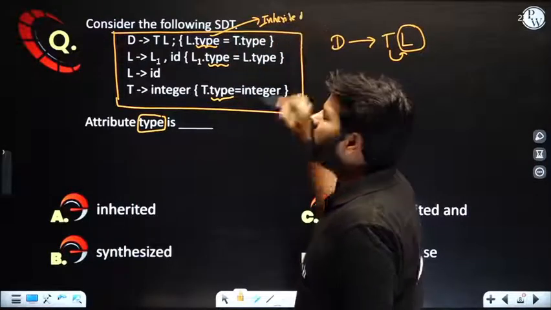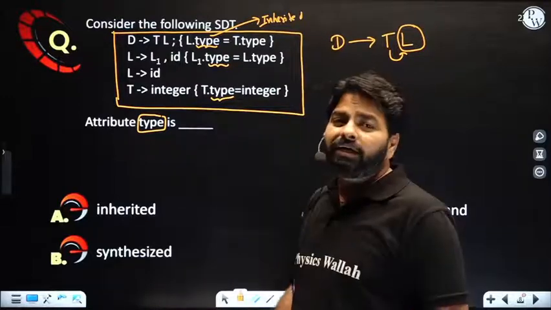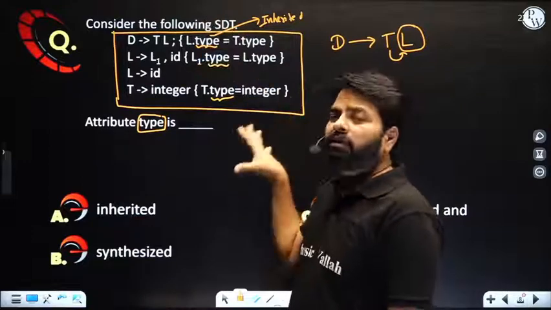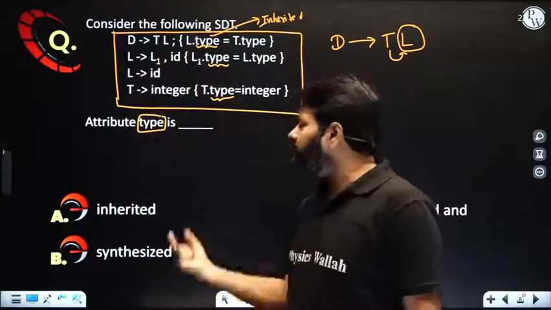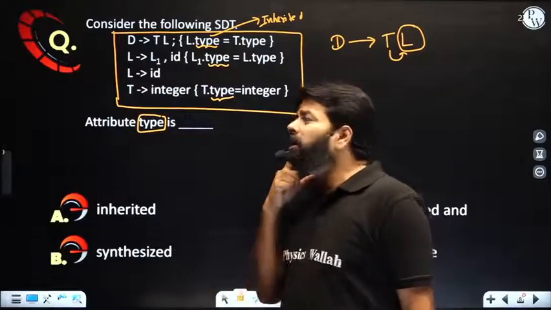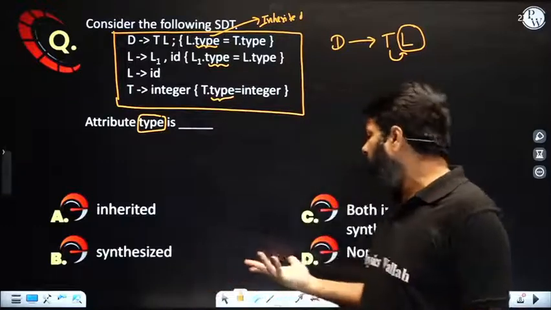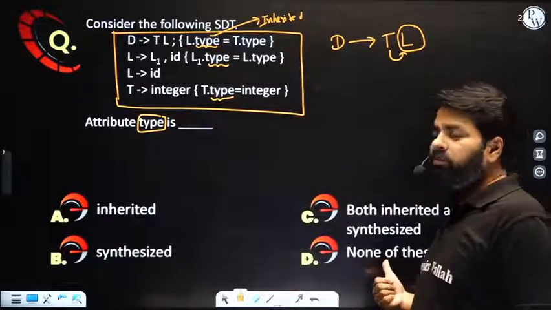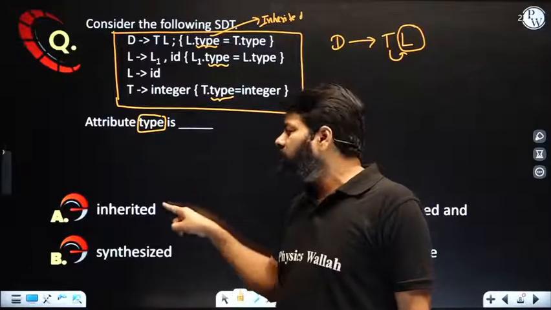But it doesn't mean that the whole grammar follows inherited. When we say type is inherited, in the entire grammar, the type follows the inherited attribute definition. Then only from this we say type is inherited. Sometimes it is inherited, sometimes synthesized, we don't say anything. It is neither inherited nor synthesized. We go for option D. The same attribute should not follow both.